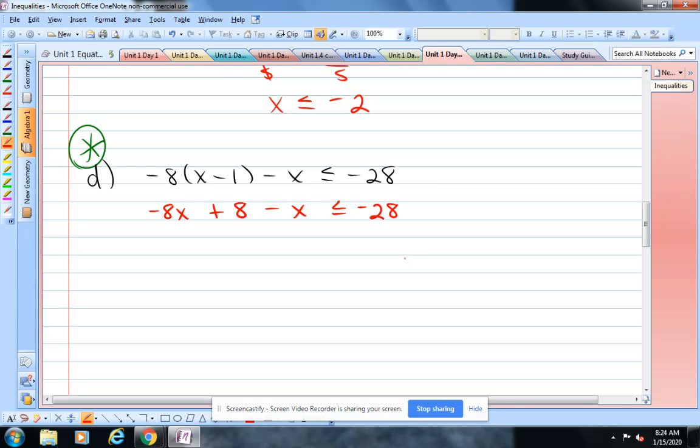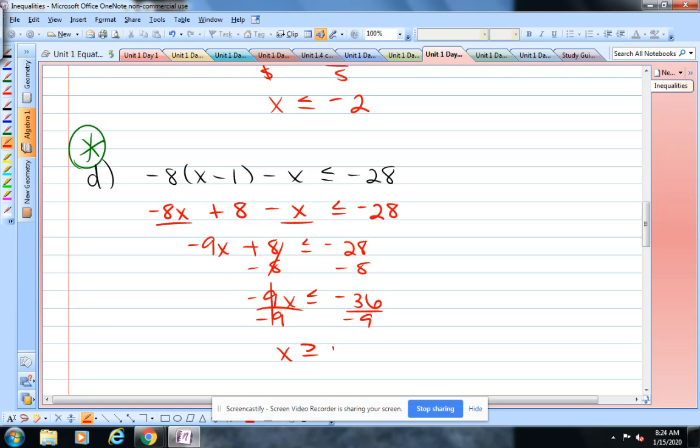So now what do I do? I got like terms, don't I? What's negative 8x minus 1x? Negative 9x plus 8 is less than or equal to negative 28. Then what? Ooh, we got a decimal. No, we don't. Sorry. I added it wrong in my head. So negative 28 minus 8 is, yeah, I was thinking that was going to be negative 20. Oops, not. Okay, now what do I do? Okay, I'm dividing the inequality by negative 9. So x is greater than or equal to positive 4.